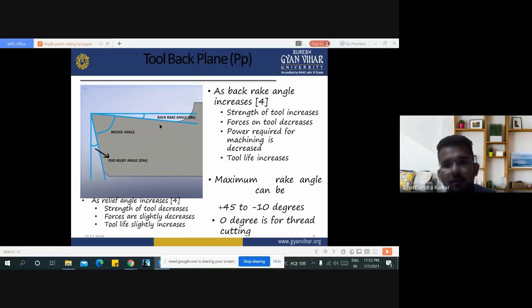If we increase the relief angle, then the strength of the tool decreases and forces are slightly decreased on the single point cutting tool. Tool life slightly increases, but not as much as it increases with the back rake angle.